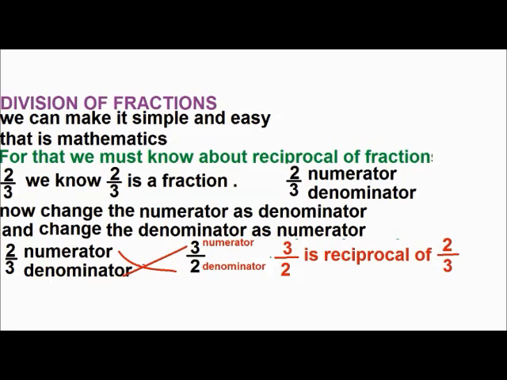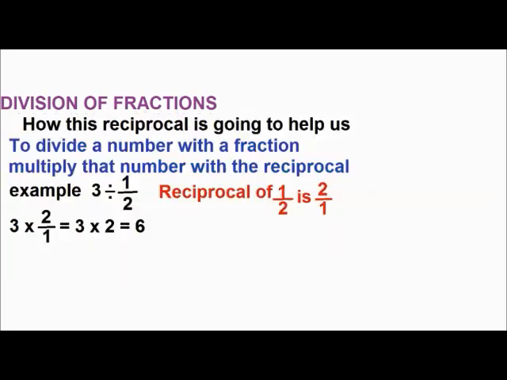That is mathematics. For that we must know about the reciprocal of a fraction. 2 by 3 is a fraction, where 2 is the numerator and 3 is the denominator. Now change the numerator to denominator and the denominator to numerator. So now 2 becomes the denominator and 3 becomes the numerator, that is 3 by 2. So 3 by 2 is the reciprocal of 2 by 3.